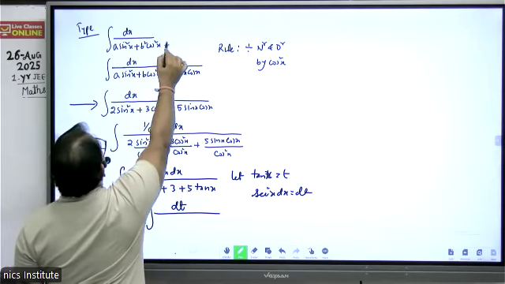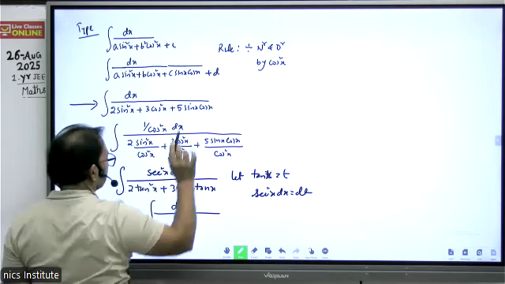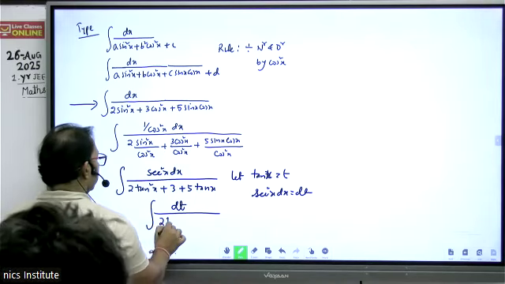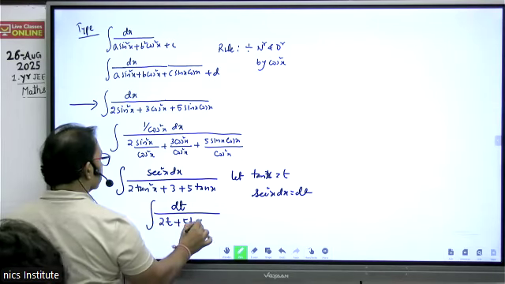You might have c also here, you might have d also here. That'll become sec square x, and you can write 1 plus tan square x. So this is 2t square plus 5t plus 3.